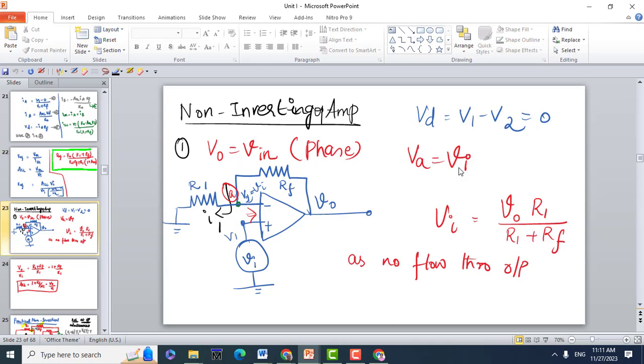So how will you write your input voltage Vi? If you look at this circuit, these two resistances are in series, R1 plus RF. I need the voltage across R1, that is your input voltage. Vi is nothing but V naught into R1 divided by R1 plus RF. Simple voltage division rule, it's a closed circuit.